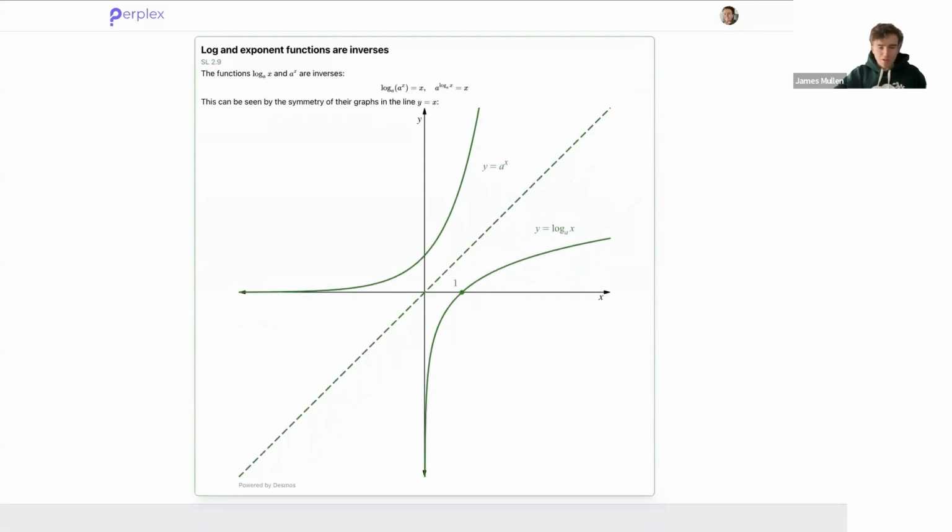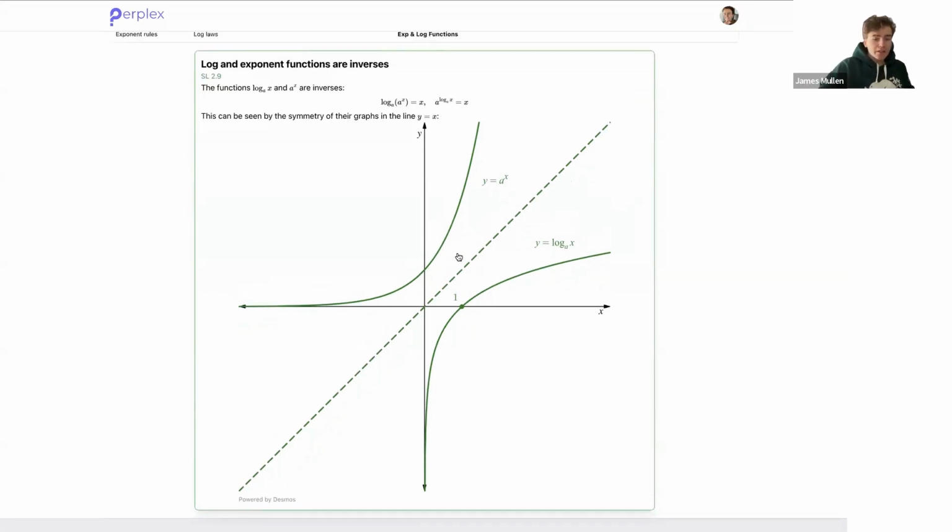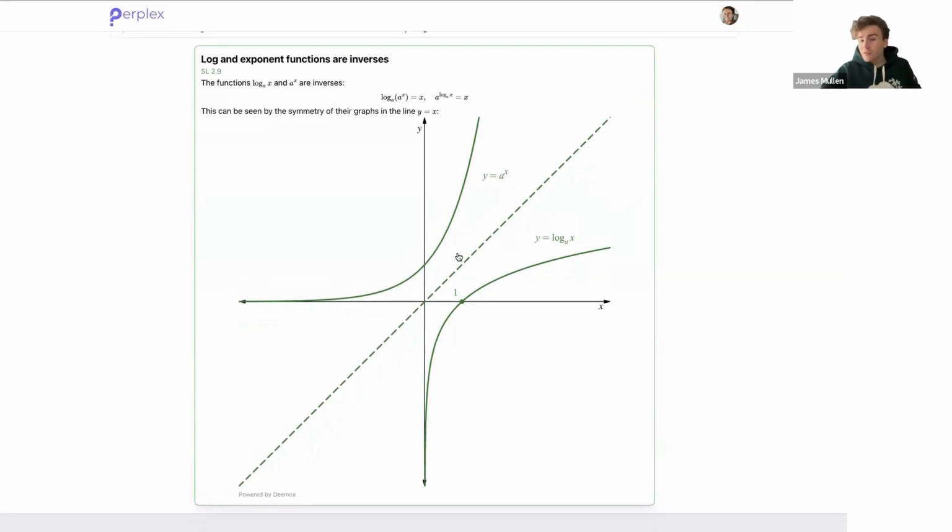Now, this was the symmetry I was talking about a second ago, the connection between the functions of log and the functions of exponentials. So if you actually draw the graph of a to the power of x for some value of a, and you draw the graph of log base a of x, you'll notice that they're mirror images of each other. And if you remember the class we did on function theory the other day, we know that inverse functions are the mirror images of each other in the line y is equal to x.